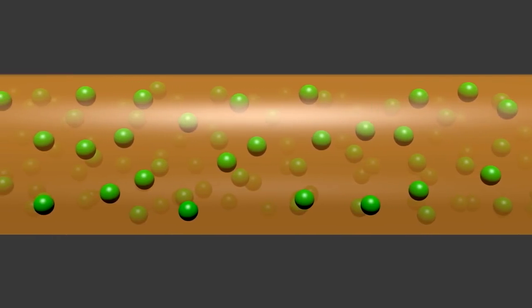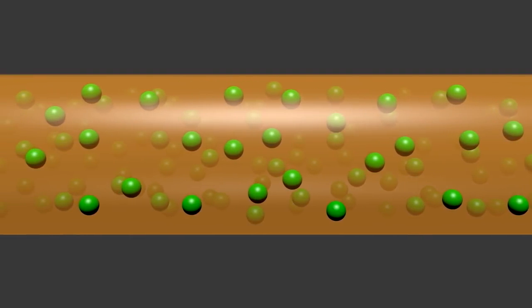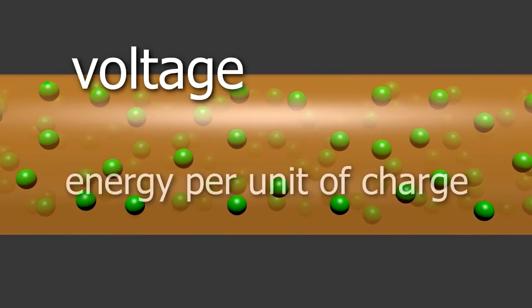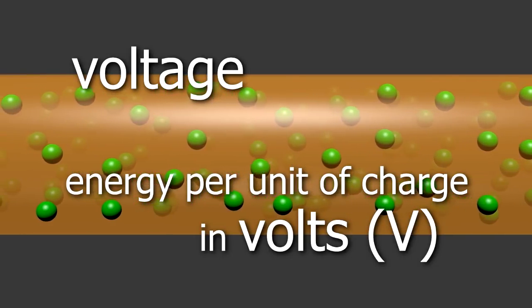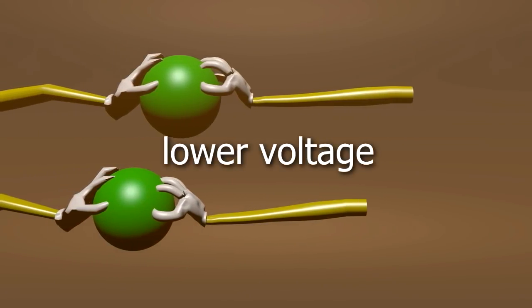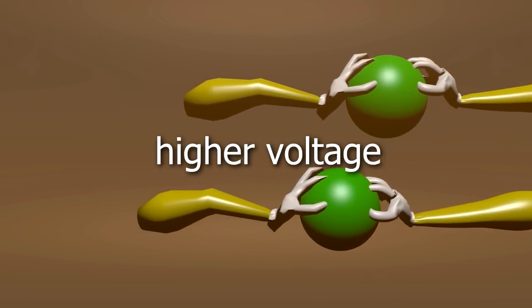But current doesn't move on its own. That's where voltage comes in. The current needs energy in order to move, and it's the voltage that supplies that energy. Voltage can be defined as the amount of energy for each unit of charge. The volt is just a unit for voltage. A little energy applied to each charge would mean a lower voltage, and a lot of energy applied to each charge would mean a higher voltage.